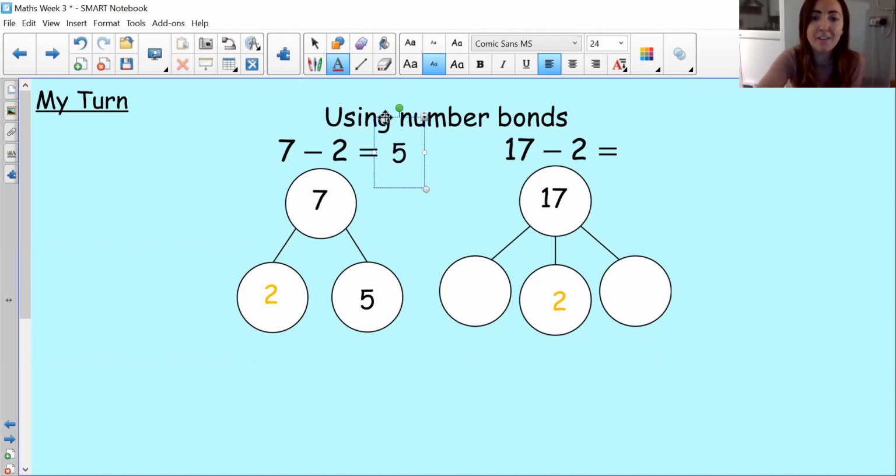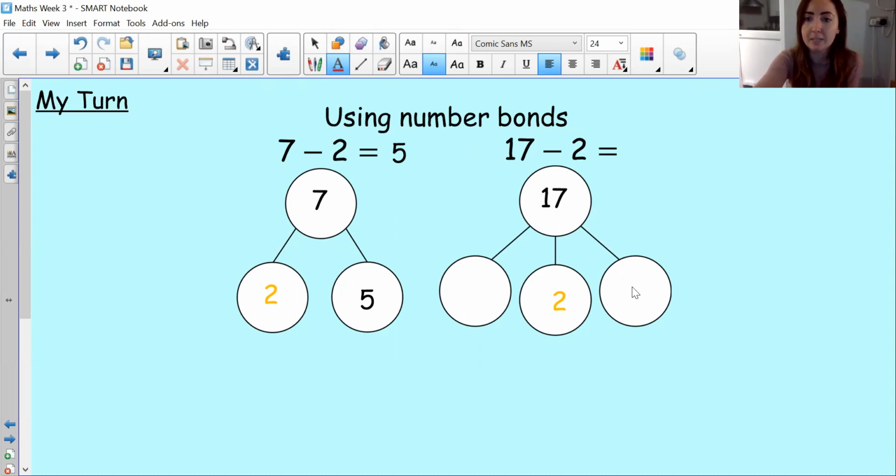And remember, if you don't just know that or can't work it out really quickly, you can still work these questions out using resources or drawing pictures, just like the last few questions that we've practiced, okay? So 7 take away 2 equals 5, we know that. Now, let's look over here.